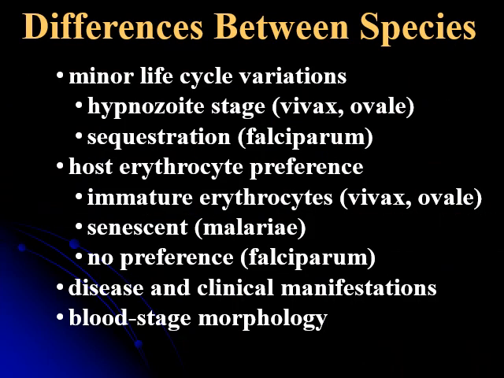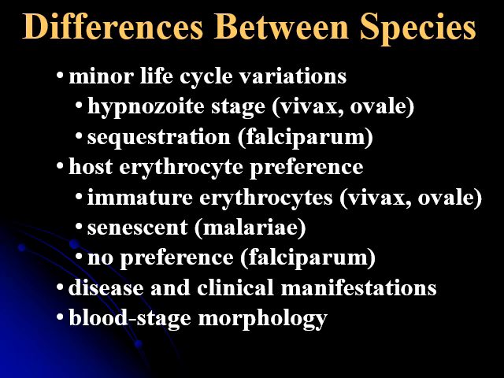To differentiate between species, we can use life cycle variation, by the presence of the hypnozoite stage in vivax and ovale. We have sequestration in falciparum, meaning hiding. Not all stages in falciparum appear in the erythrocytic cycle in peripheral blood, only ring stage and gametocytes. The other erythrocytic stages will be sequestered in the internal organs. This is used to differentiate between species.